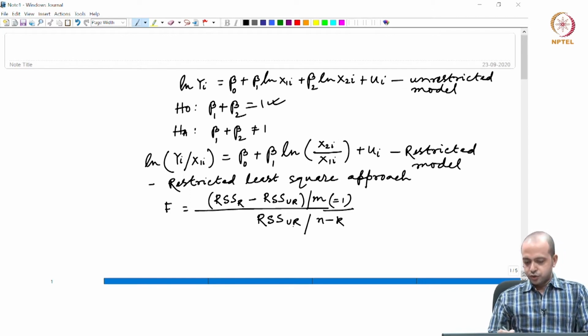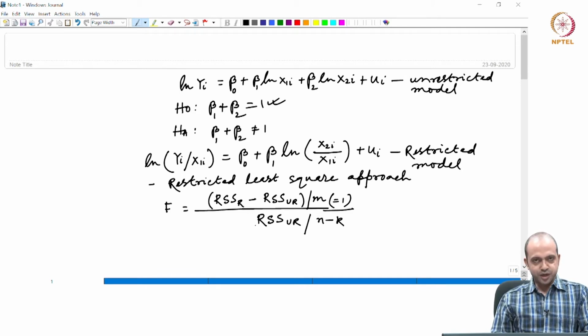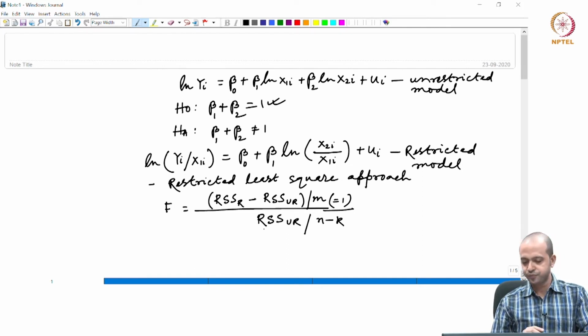In yesterday's lecture, I made a small mistake here. In the denominator, I wrote RSS R, but instead that is actually RSS UR. So, this is the corrected version of the F statistic, please note the correction. The numerator should be RSS R minus RSS UR divided by M. The denominator is RSS UR, the RSS from the unrestricted model, divided by N minus K, where K is the total number of parameters in the unrestricted model.